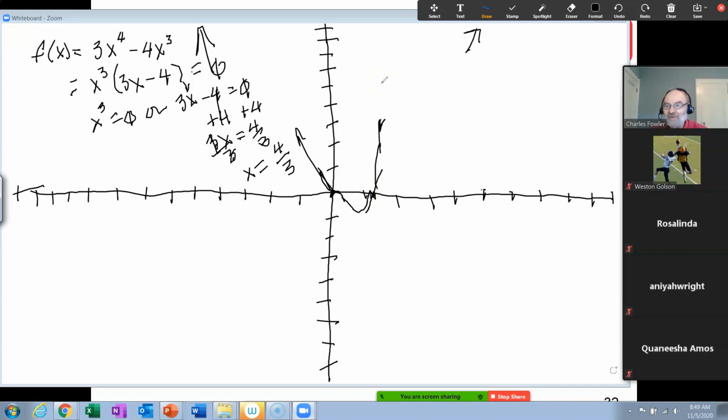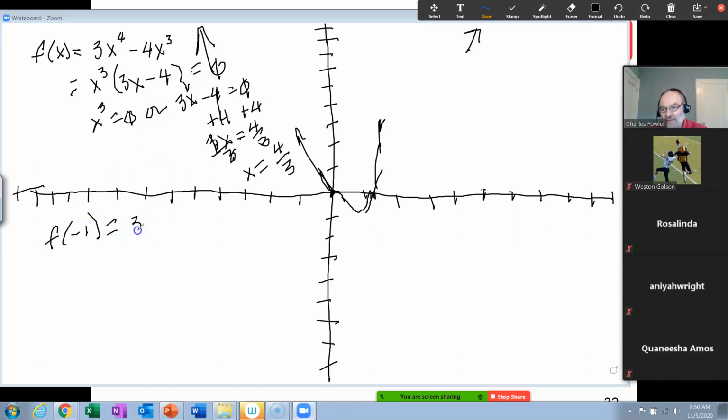So what we do now is get some test points. Keep them easy, simple. We have two x-values where the function equals 0, at 0 and at 4/3. Pick something to the left of that 0, like -1. So let's take our function f at -1. You can either use the original function or your factored form. I don't think it really matters here, so let's just use the original.